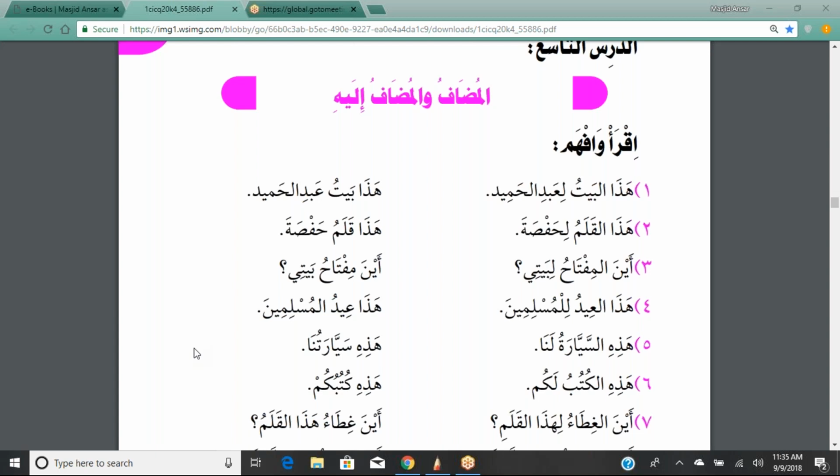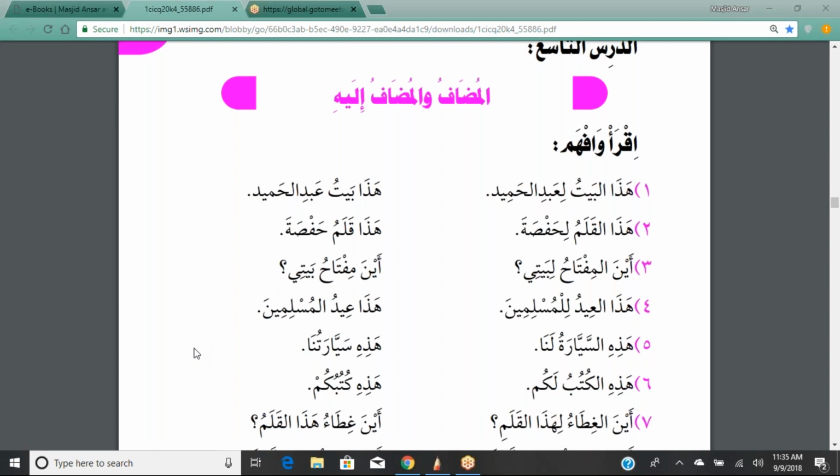If number 4 is clear, we'll go on to number 5. Hadhihi as-sayyara lana. This car is for us. What is that lam? Lana. That's lam al-mulk. For us is our possession. It's not like we deserve it, or it's for them in the future. No, lana means it's haqquna, it's ours. This car is ours.